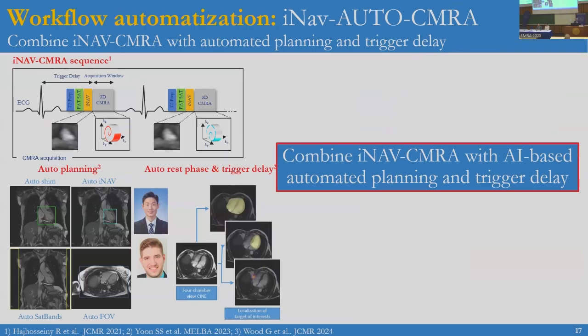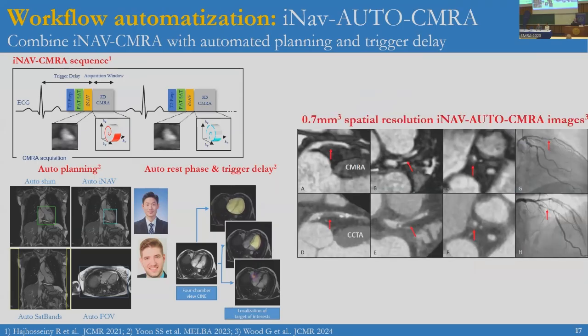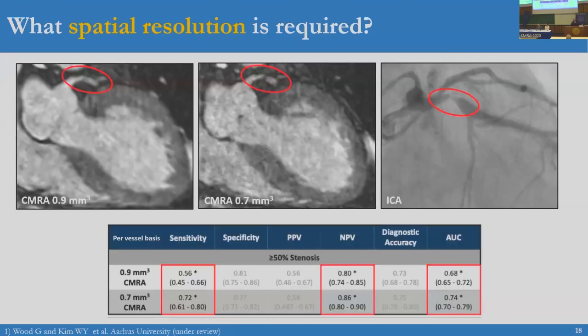As mentioned in the talk by Daniel Giese, workflow optimization is really important. Siemens has developed an auto planning tool and an auto rest phase tool so that you can plan the volumes automatically and also find the cardiac rest phase or the trigger delay automatically, which simplifies the scanning. Using this approach, a friend of mine, Yong Kim in Denmark, achieved a resolution of 0.7 isotropic. You see different features than with the CT, but you should be able to diagnose the disease.